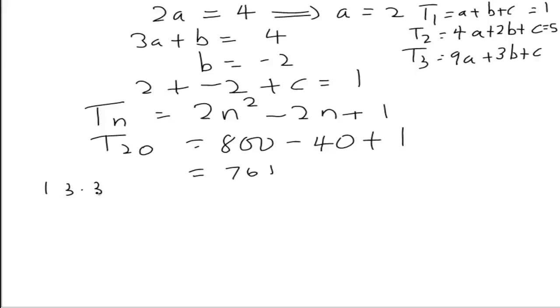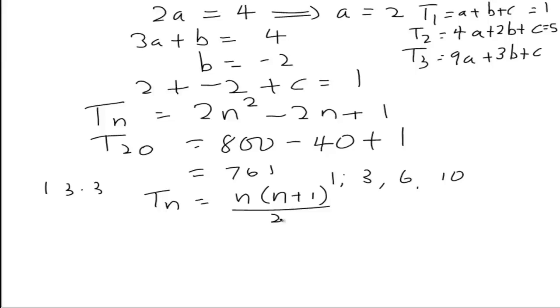Then we've got 1.3.3. Now 1.3.3, you'd have realized straight away you've got 1, 3, 6, 10, and we know this is a triangular sequence, so let's not dwell too much on this triangular sequence. We know that the nth term is n into n plus 1 divided by 2. In other words, if you take n to be 1, 1 times 2 over 2 is 1, 2 times 3 over 2 is 3, and then your T20 is 20 times 21 divided by 2, giving us 210.